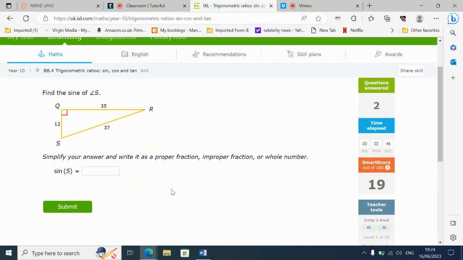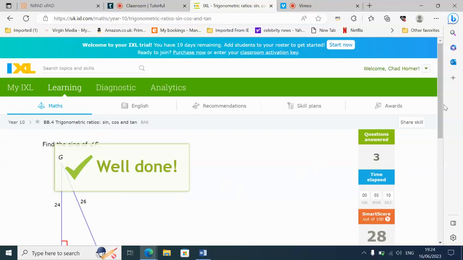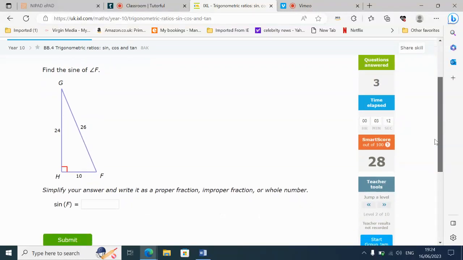Super. And the next question, we've got another sine. So we do opposite over hypotenuse again. Opposite is 35 and hypotenuse is 37. Okay, and can we simplify this? No. Well done.